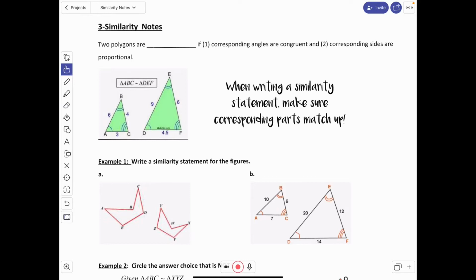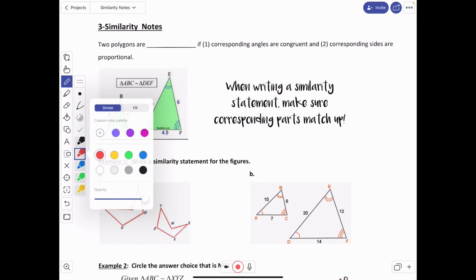Notes on similarity. So in these, we're going to use some of our theorems that we've previously talked about before. But our triangles are not going to be exactly congruent, but they are going to be similar. Basically what that means is that they have been increased or decreased in size.